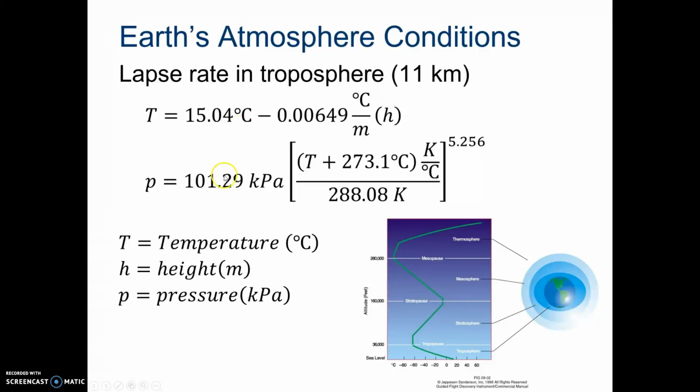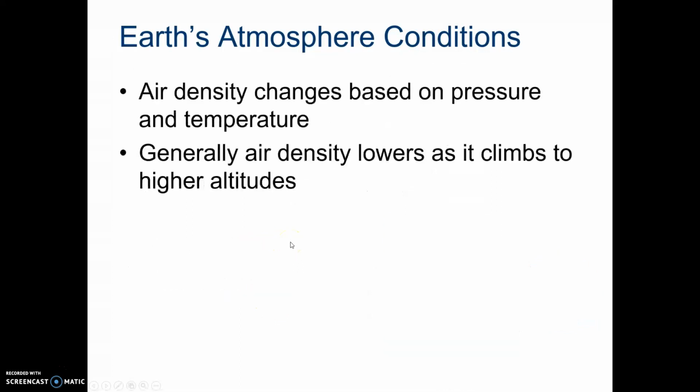For the pressure, you would take the temperature you found in the above equation and add 273.1 degrees Celsius. That's Kelvin per degree Celsius, just a conversion factor. You add that to 273.1, divide it by 288.08, take that number within the brackets and put it to the power of 5.256, and then multiply that times 101.29, and that'll give you the pressure. That pressure is going to be in kilopascals. Once again, height is in meters, and our temperatures are in degrees Celsius because we're in the metric system here.